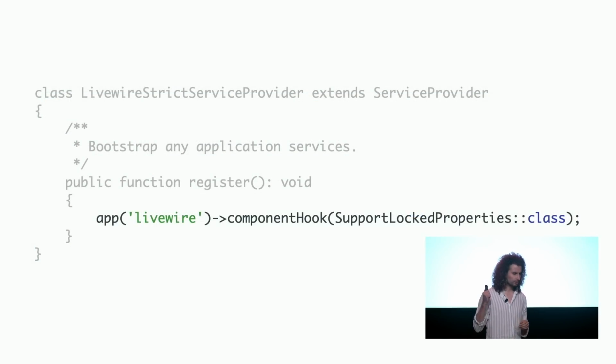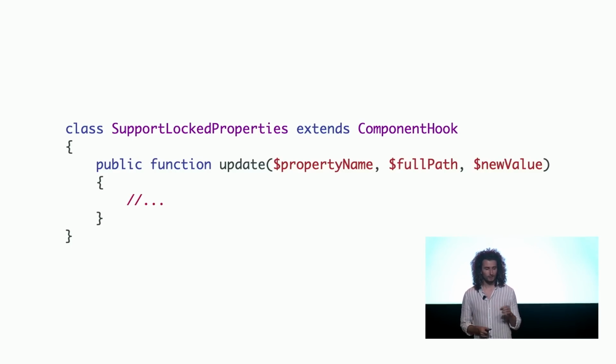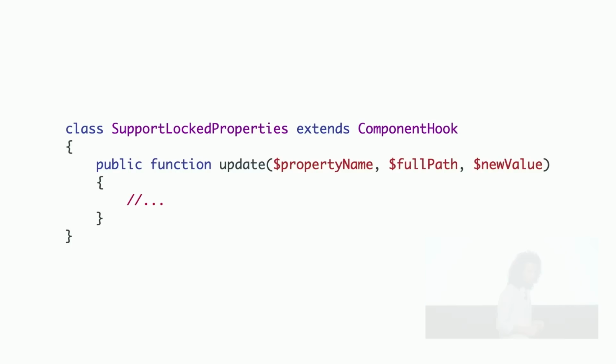I don't think it's in the docs yet, but you can add your own component hook. So we just resolve the Livewire instance from the IOC container, and we call the component hook, and we add, in this case, our own class. And we can define an update method in this case. And now for all Livewire components, this update method is going to be triggered. So here I added my implementation to add support for locking properties by default. So I thought this was a really cool thing if you want to add more logic to all your Livewire components without having to use a trait. The component hook is a very neat system.